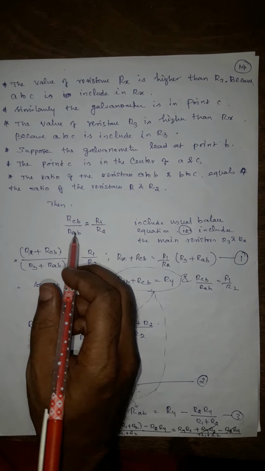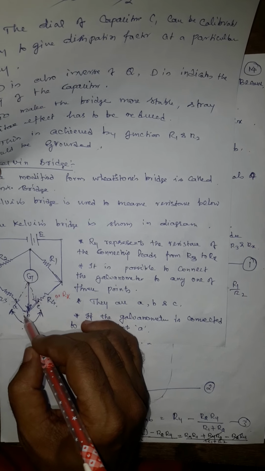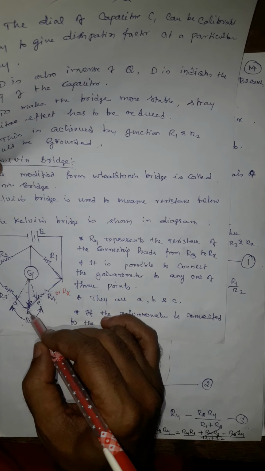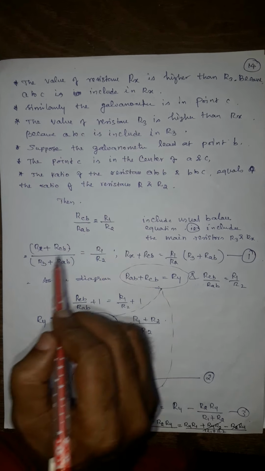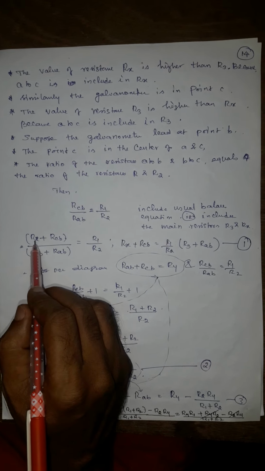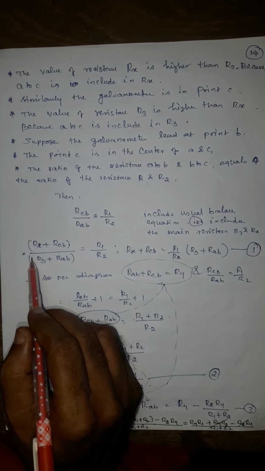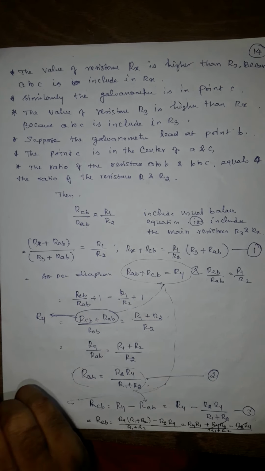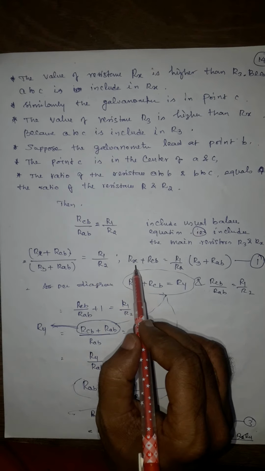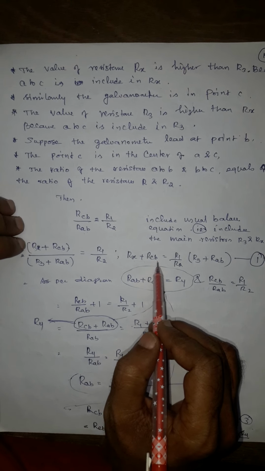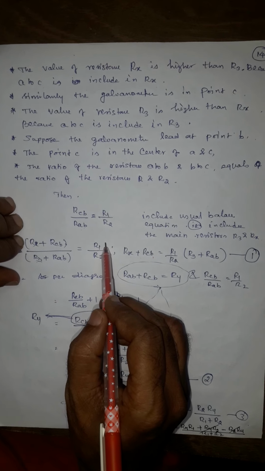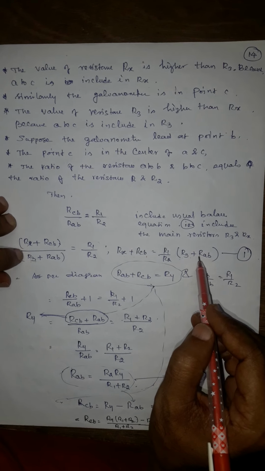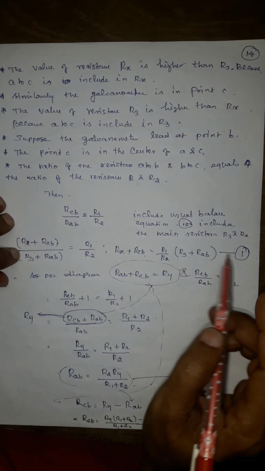This one is RCB, and this one is RAB. RCB is included in Rx, and RAB is included in R3. Therefore, RCB divided by RAB equals R1 divided by R2. Then Rx plus RCB divided by R3 plus RAB equals R1 divided by R2. This forms equation number 1.